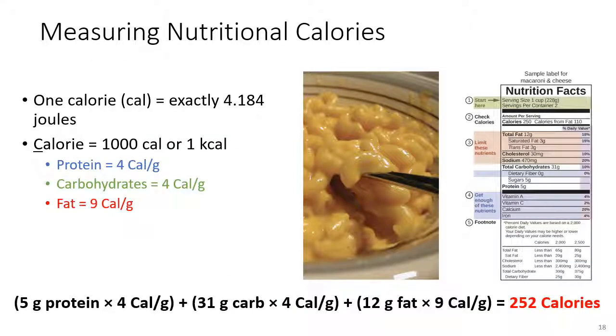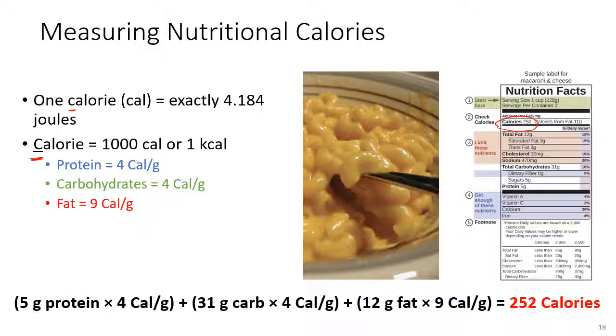If we were to look at our food label and we see that something has 250 calories, we can break down the number of carbs, fats, and protein within those calories. 1 lowercase c calorie equals exactly 4.184 joules. 1 calorie on a food label, which is written with a capital C, is equal to 1,000 calories or 1 kcal. Protein is 4 calories per gram, carbohydrates is 4 calories per gram, and fat is 9 calories per gram since it's much more energy dense.